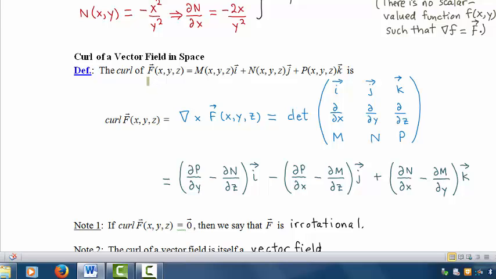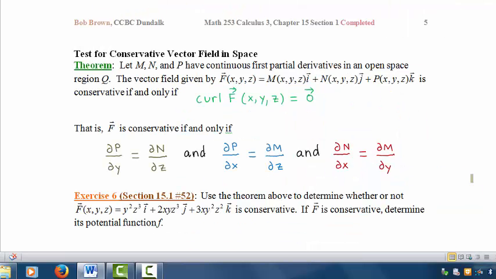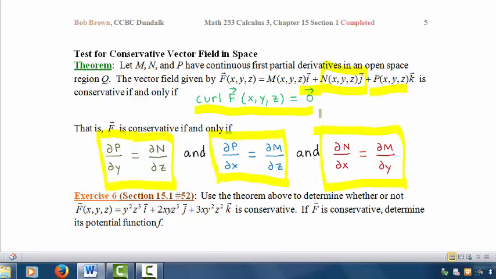For a function whose input is an element of R3 and whose output is a three-dimensional vector, we can define the curl of this vector field. This is the matrix definition. Some people memorize this formula, which is simply the determinant of that matrix. This theorem is a test for a conservative vector field in space, in other words in 3 dimensions. If the curl of F is the 0 vector, then capital F is conservative. That is, if the partial of p with respect to y is equal to the partial of n with respect to z, and this other pair of partial equations, if all 3 are true, then capital F is conservative.